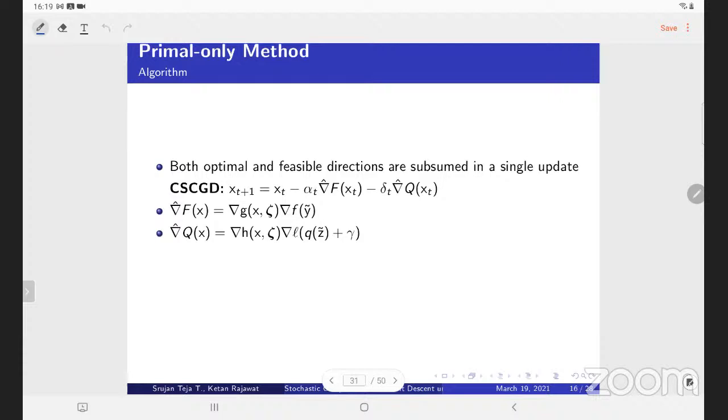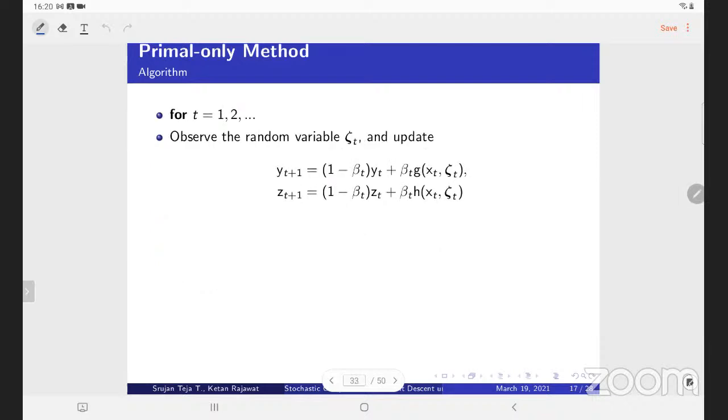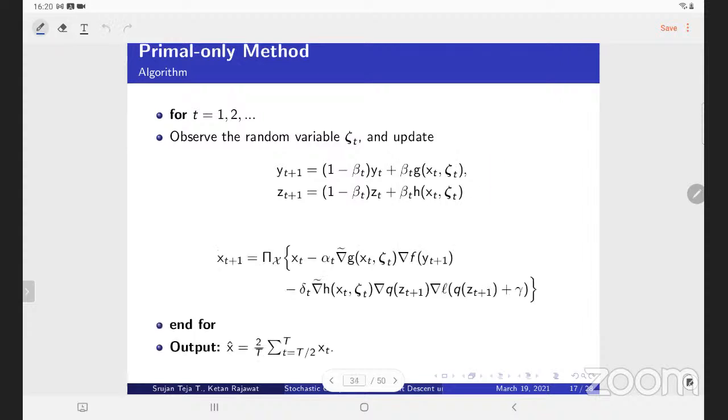So these are the approximated gradients, the gradient estimators of this objective function and the constraint function. Similarly, as the argument of the outer functions, we use approximations of inner functions, as has been used in the SCGD algorithm. So this y tilde and z tilde are the auxiliary variables that track these inner functions. More formally, the algorithm can be written as follows. These y, z are auxiliary variables that track inner functions of both objective and constraint functions, and we use those tracking variables in optimization variable updates.